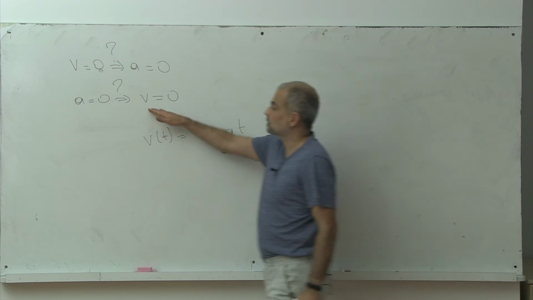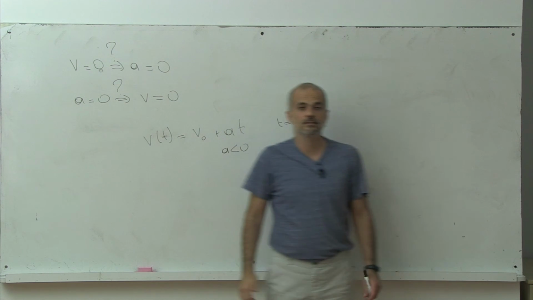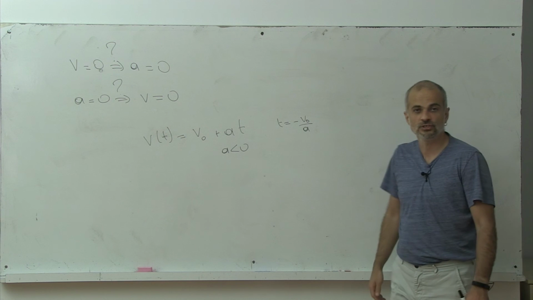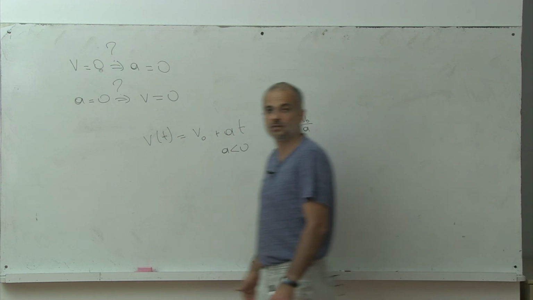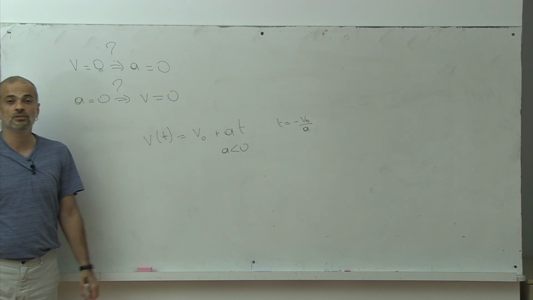If you look at this one, acceleration being 0 basically means that your velocity is constant. The velocity does not change. So when you are moving at constant velocity, your acceleration is 0, but your velocity need not be 0.